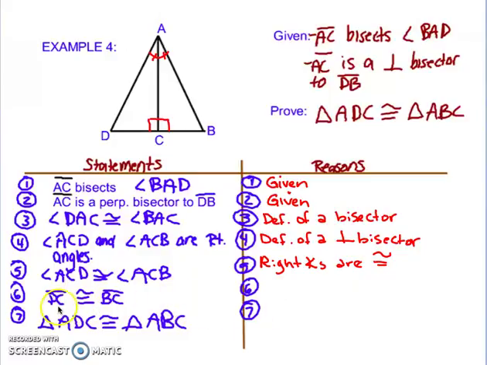And for our next statement, it states that segment DC is congruent to segment BC. So looking up here, we can see segment DC is congruent to segment BC. So we write those on there. And for this one, we can write that our reason is definition of a perpendicular bisector.